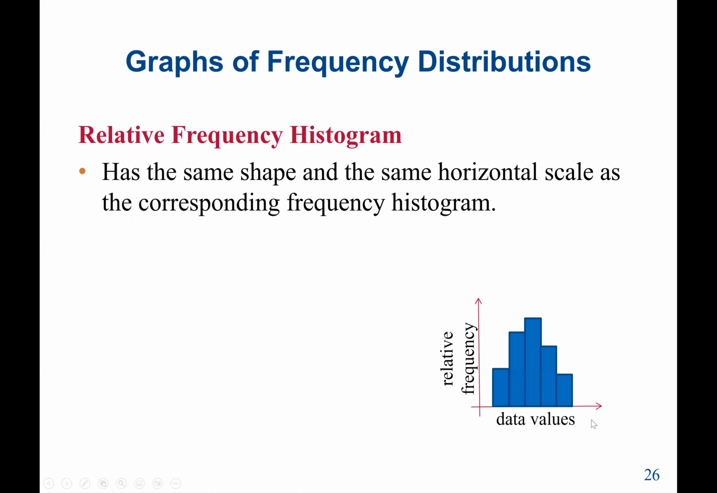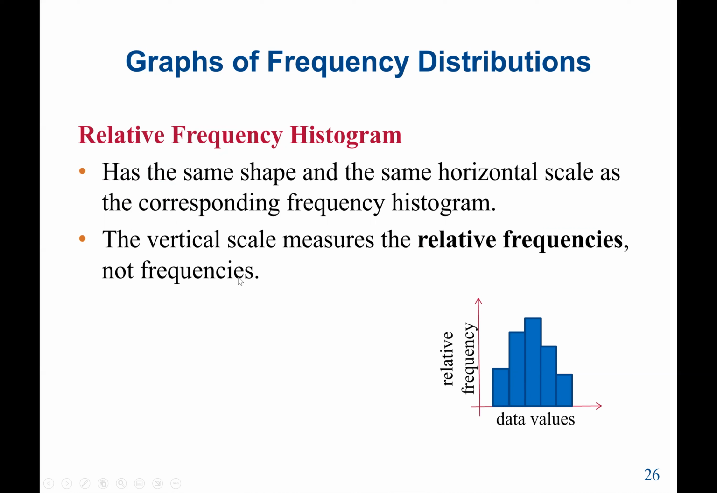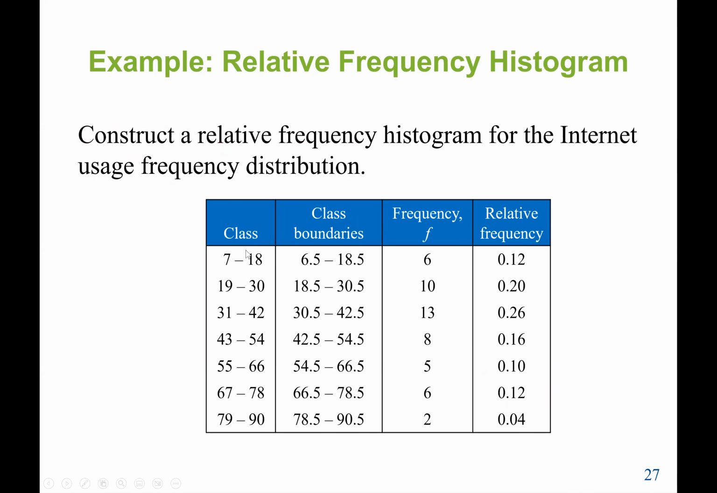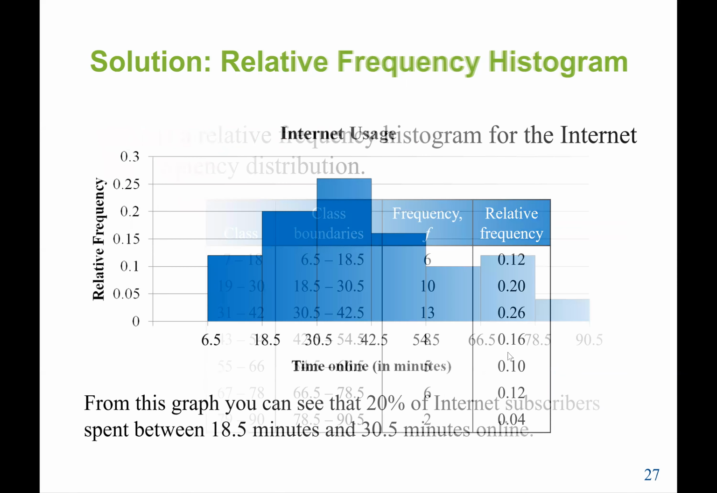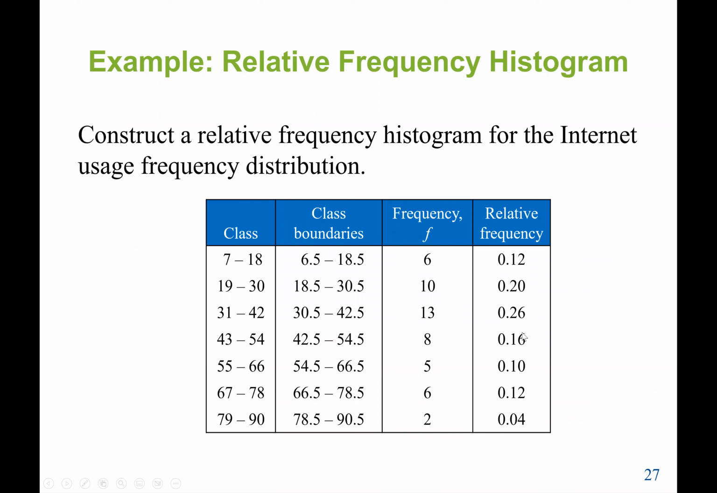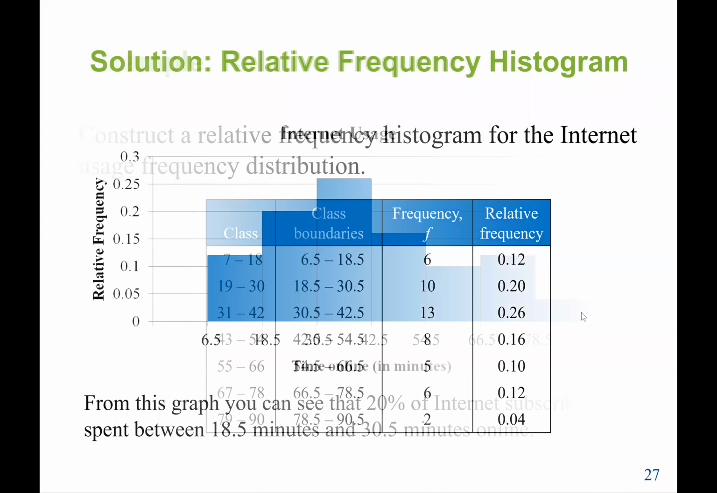The horizontal axis will be our class interval values, but this time, instead of using the frequency values, we are going to use the relative frequency. So the shape will be the same as the histogram. The vertical scale measures the relative frequency instead of the frequency. So here we have our relative frequency. We have our classes. So now we can construct. We can see our relative frequency from 0 all the way to 0.3. Based on the data, the highest relative frequency value is 0.26. So we do our scaling from 0 to 0.3.